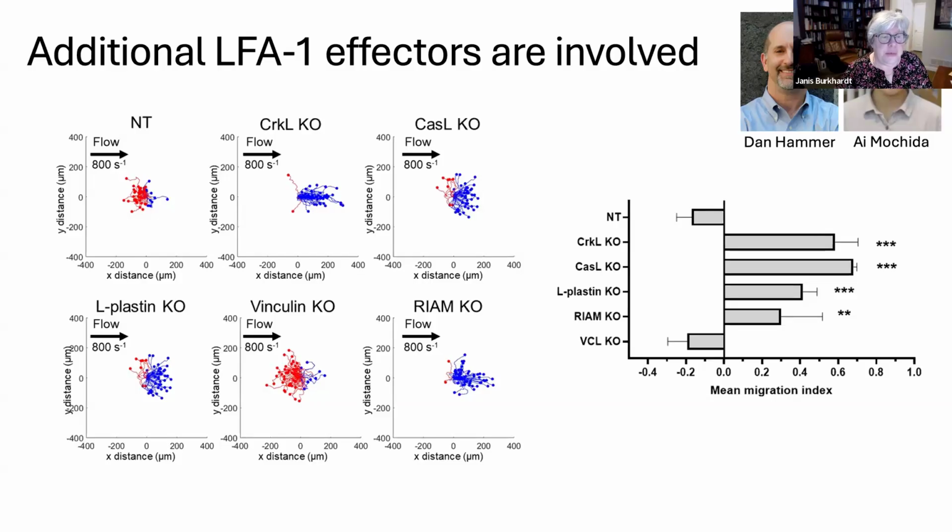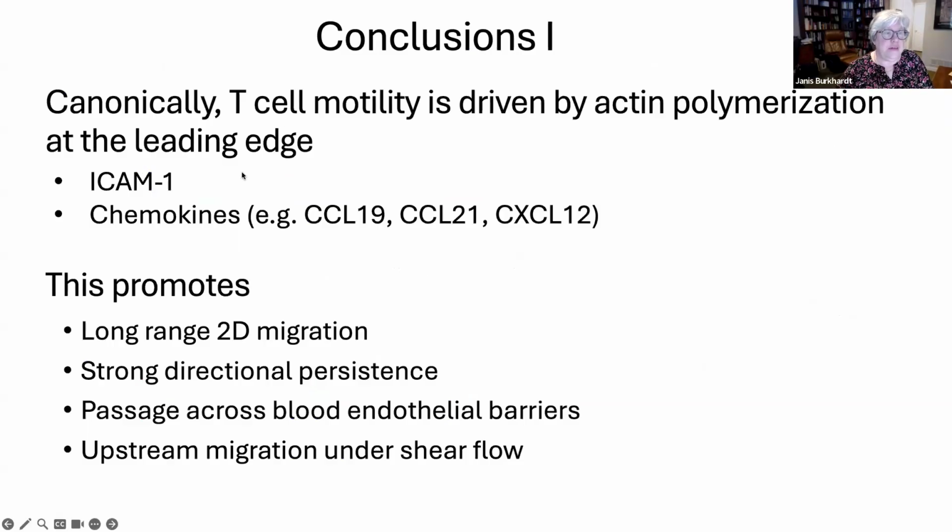So we're by no means there putting together the signaling cascade that's needed for this response, but we're starting to put together a picture that shows that inside-out signaling from LFA1 to actin polymerization is needed for this mode of motility. And I think the other thing that's important about this mode of motility is all the things it's good for. So 2D migration over long distances, strong directional persistence, passage across blood endothelial barriers, upstream migration under shear flow. So these are all things where a leading edge force is useful for opposing things like shear flow or a barrier that has to be crossed.